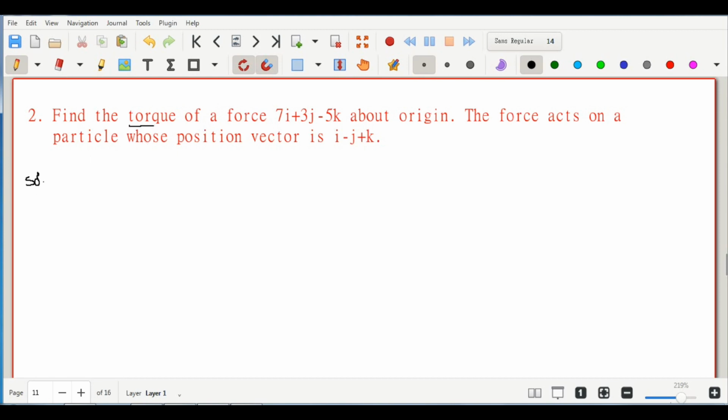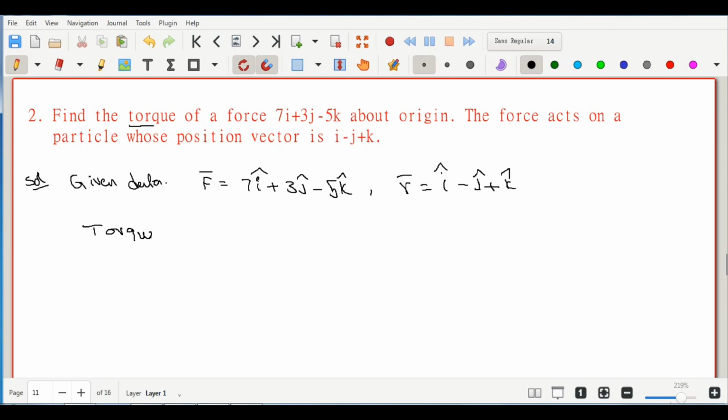So the solution is, first we have to write the given data. The given data is f bar is equal to 7i plus 3j minus 5k. This is the given data, and let r bar is equal to i minus j plus k. So we have to find the torque. Torque means tau. Tau is equal to r bar cross f bar.